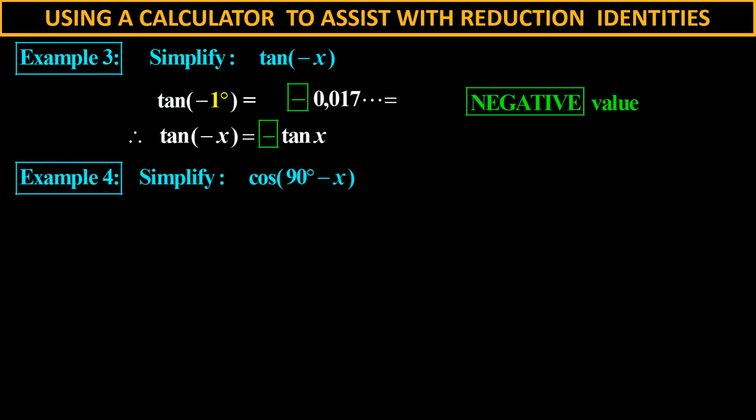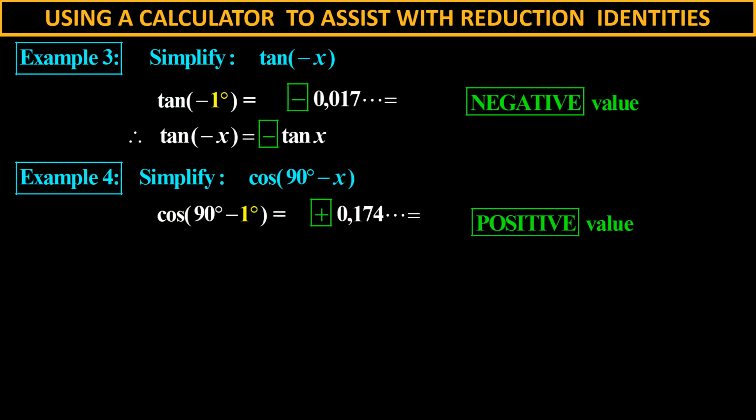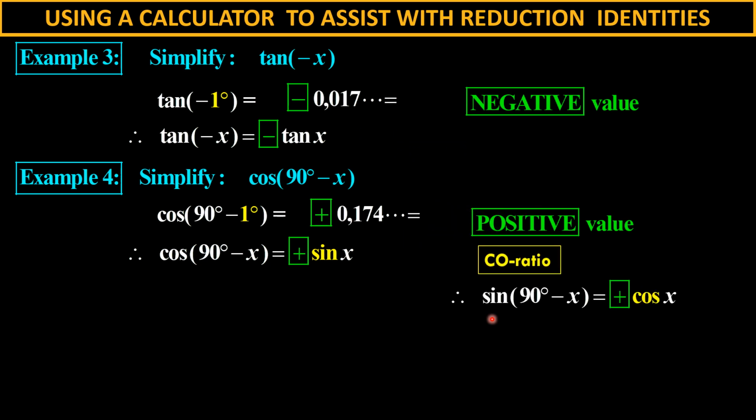Now if we take cosine of 90 minus x, so we have cosine of 90 minus 1, just check it in your calculator. It gives you a positive answer. So cosine of 90 minus x is definitely going to be positive. But because I have 90, I have to take the co-ratio, and the co-ratio of cosine is sine. So it stays positive, but I change it from cosine to sine. Let's take another example. Sine of 90 minus x is going to be positive, which you can get from the calculator, and the 90 changes the ratio to cosine of x.